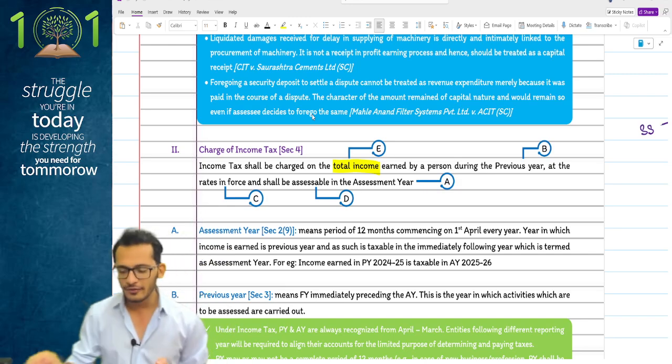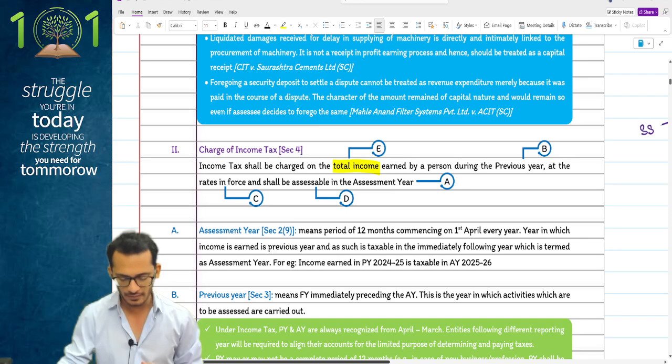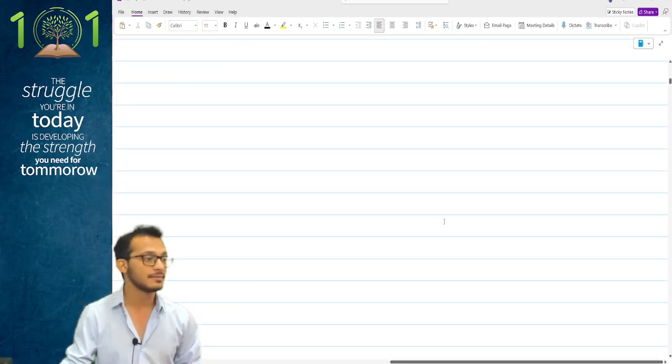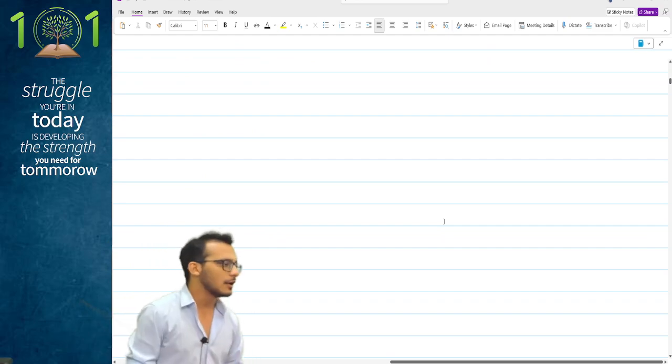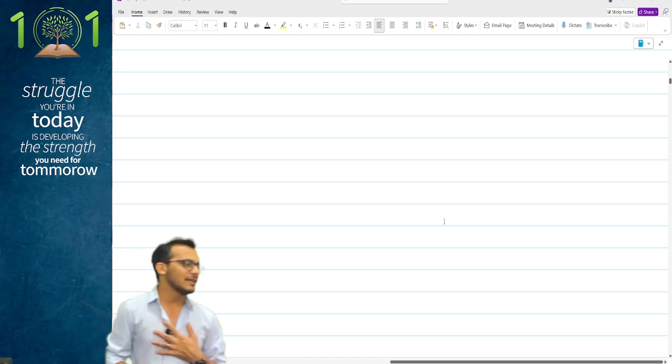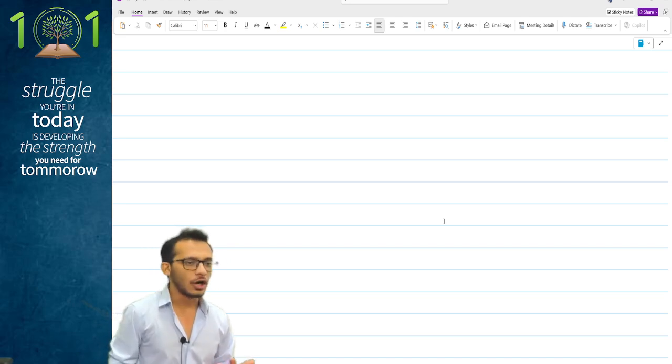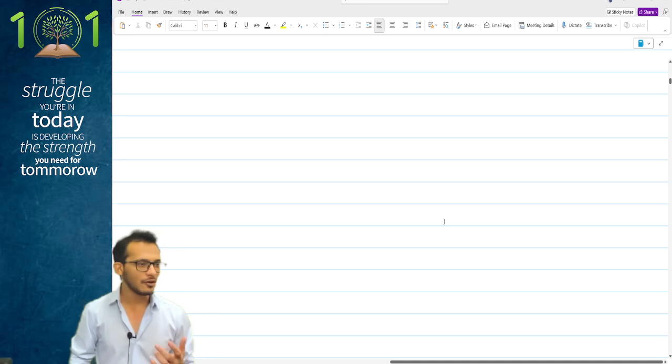Now I'm going to give you some case laws, the ones which are there in your study material. I'll give you a scenario, and you will tell me, Rahul, whether it is capital or revenue. I will place the case before you. You are my judge. Don't give me emotions. Give me law. Clear? Yes.